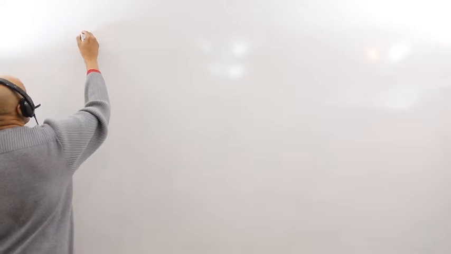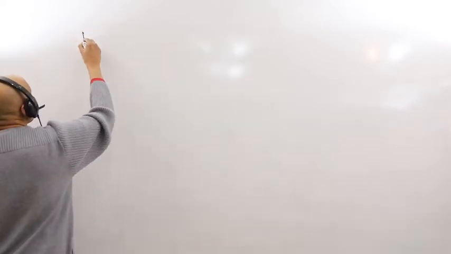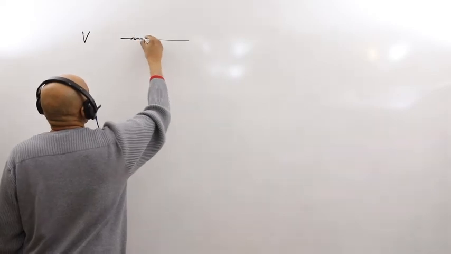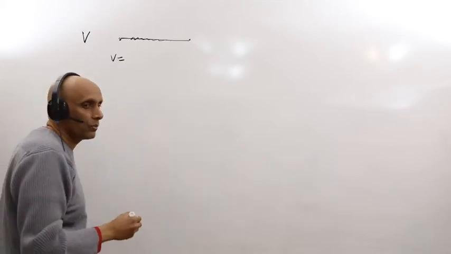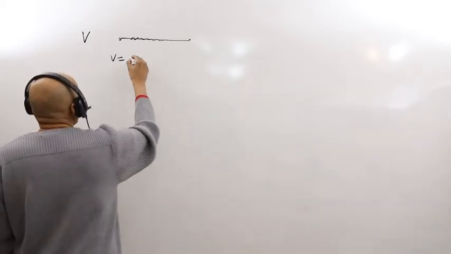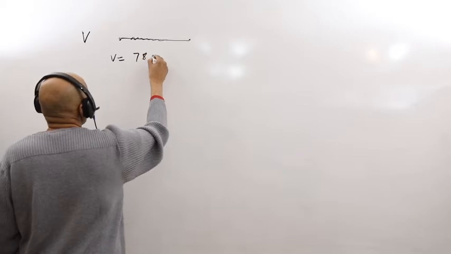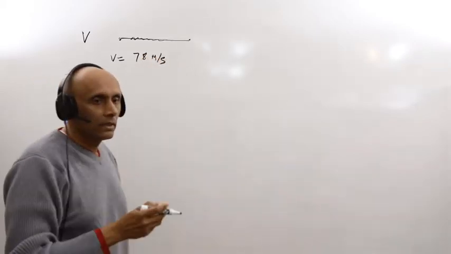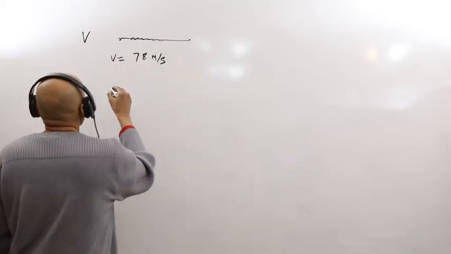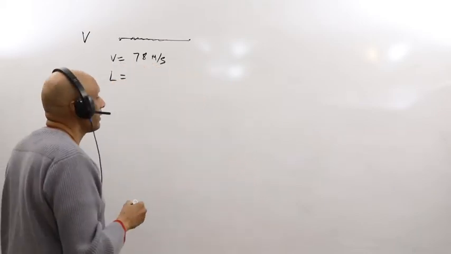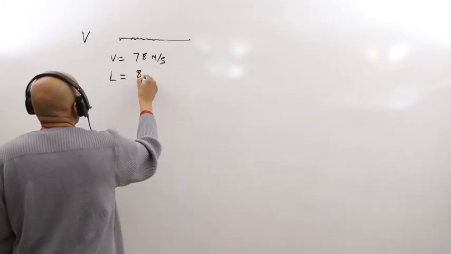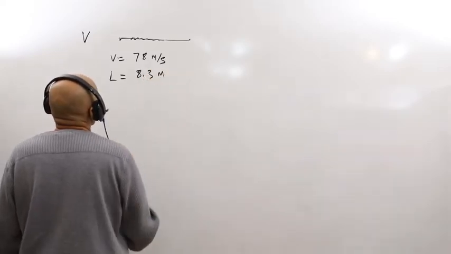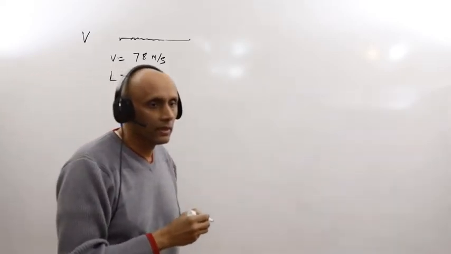So assume that the speed of the transverse waves along the string, here's our string and it's vibrating. Let's assume that the velocity of the waves in the string happens to be 78 meters per second. And let's assume that the length of the string, L, is 8.3 meters.